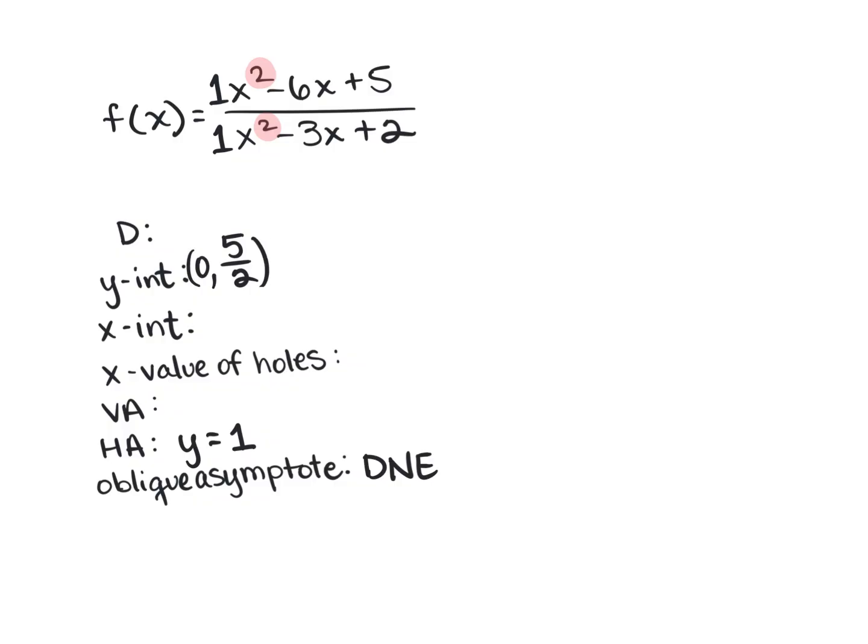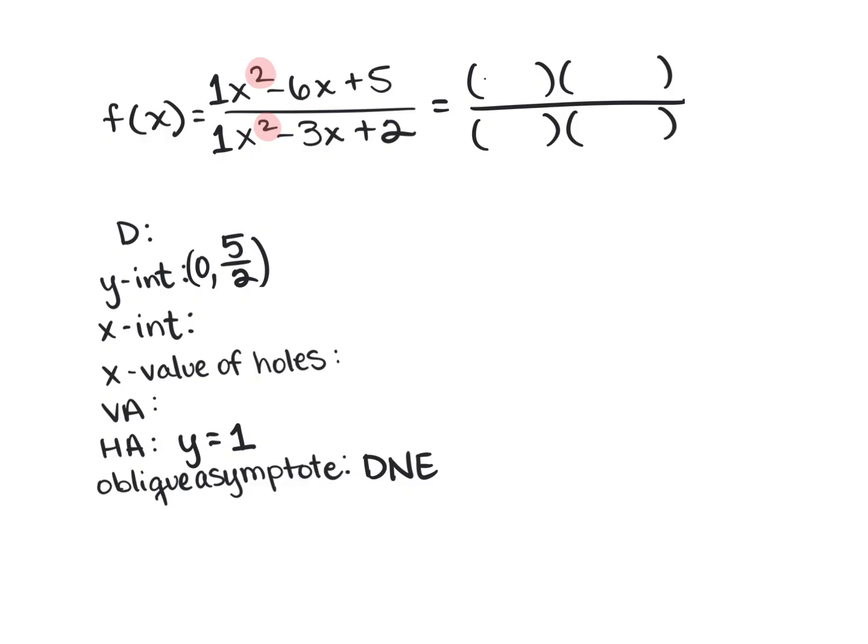All right. Now, to figure out holes, vertical asymptotes, and then x-intercepts, we're going to have to factor. So if we go through and factor these, the leading coefficients are 1, which makes life a little easier. We don't have a whole lot we have to do.